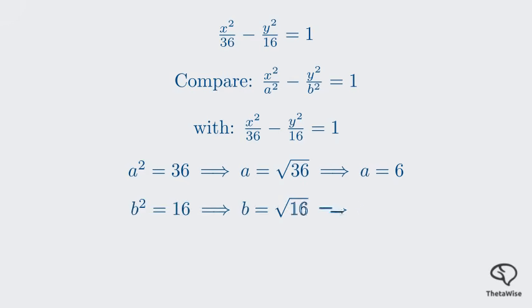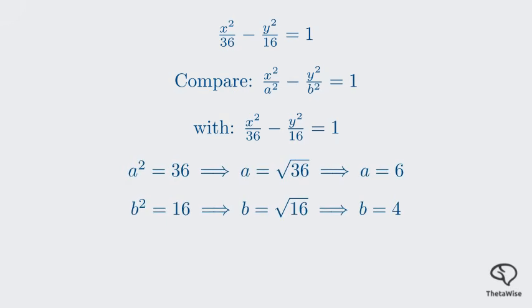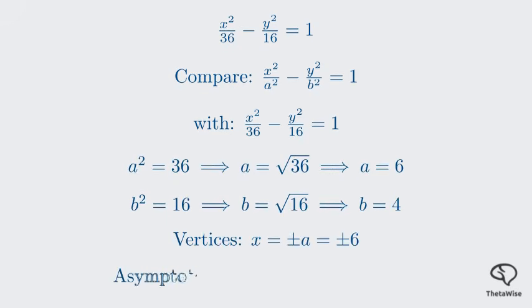The square root of 36 is 6, and the square root of 16 is 4. So we have a equals 6 and b equals 4. These are the two essential numbers we need to sketch our graph. With a and b known, we have all the information we need. The vertices are at plus and minus a on the x-axis, so that's at x equals negative 6 and x equals 6. The asymptotes will have slopes of plus and minus b over a, which is plus and minus 4 over 6, or plus and minus 2 over 3. Now we are ready to draw the graph.